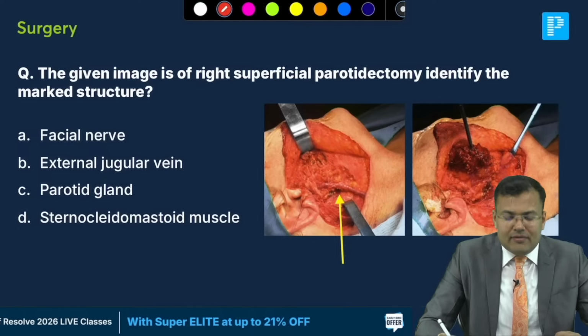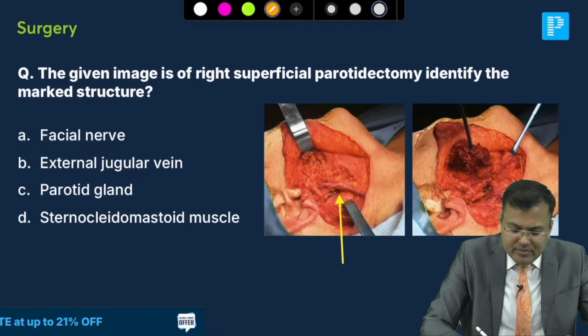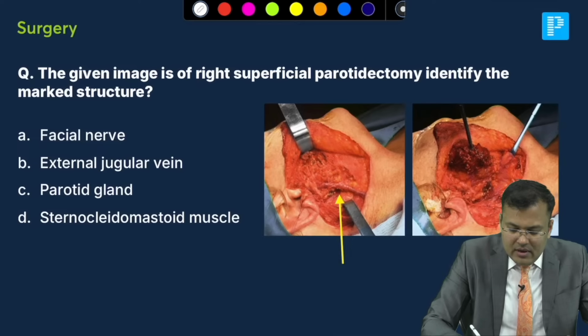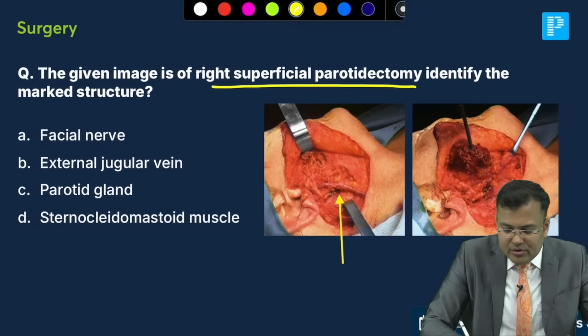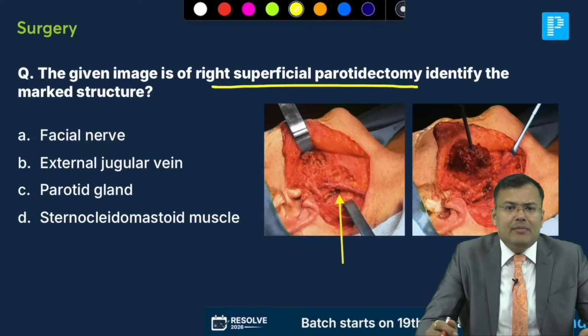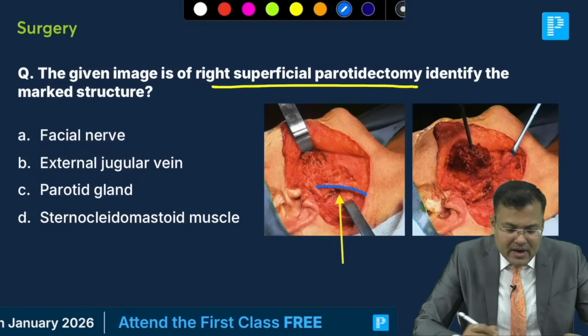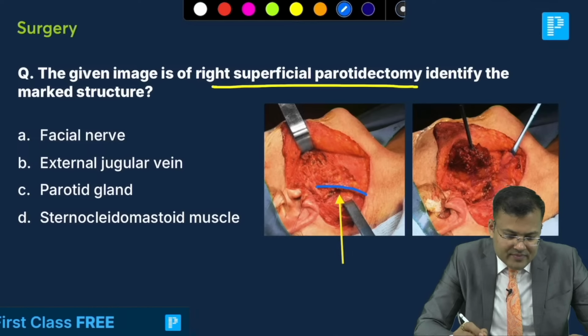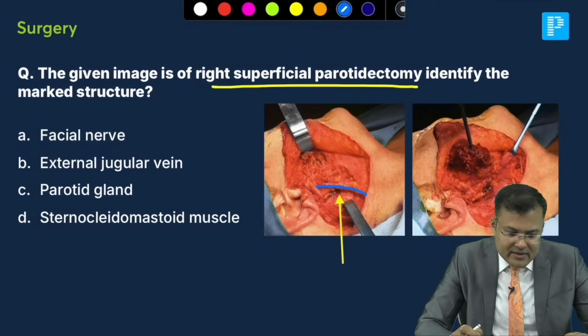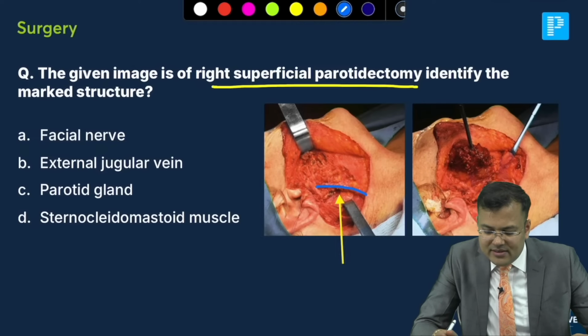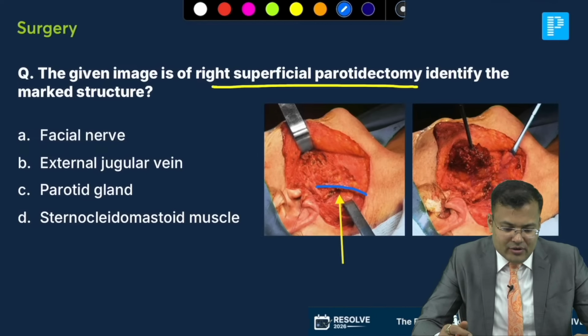Given image is of right superficial parotidectomy. Can you see this? Right superficial parotidectomy. Identify the marked structure. Guys, tell me what's the correct answer. Can you see this marked structure? Okay, Aryan Garg. Guys, tell me what's the correct answer here. Marked structure. It's very, very easy. I gave you the hint also.